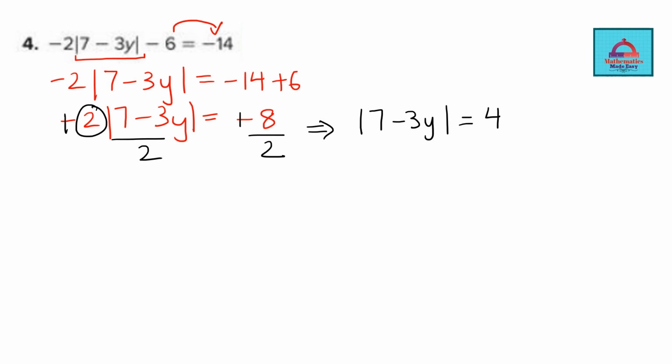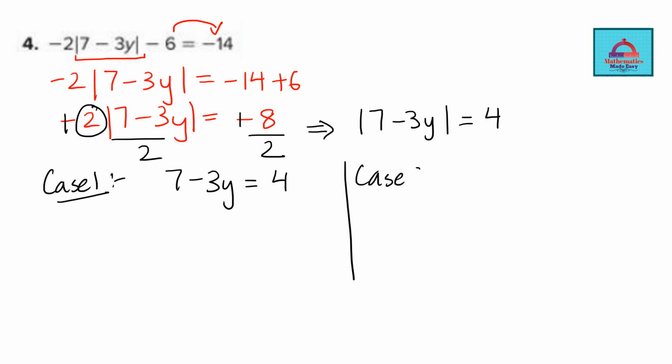Now we have the equation ready, so we can go for the two cases. Case 1, when 7 minus 3y is going to be equal to right side positive, so 4. We have opened the bracket of absolute value. And case 2, where the right side is going to be negative, so 7 minus 3y is going to be minus 4. Let's now solve for the variable y.